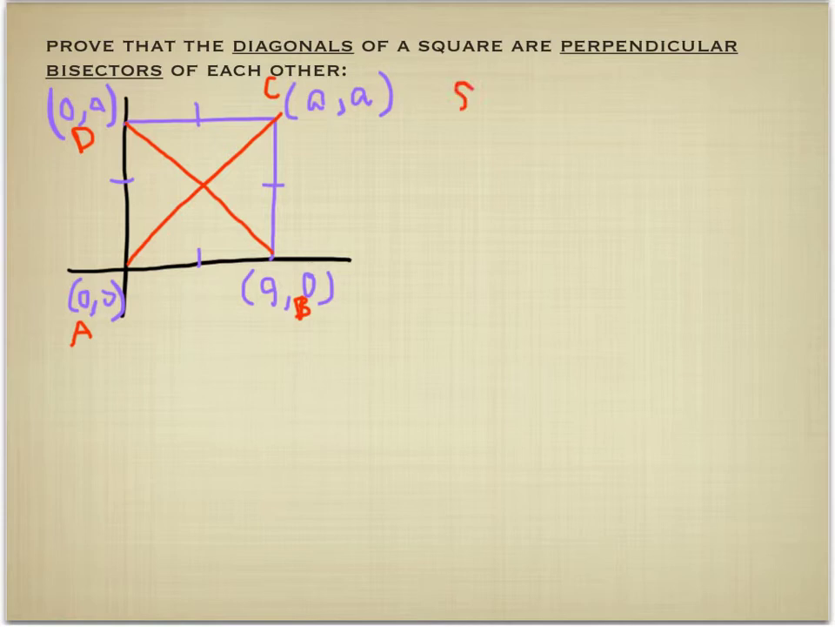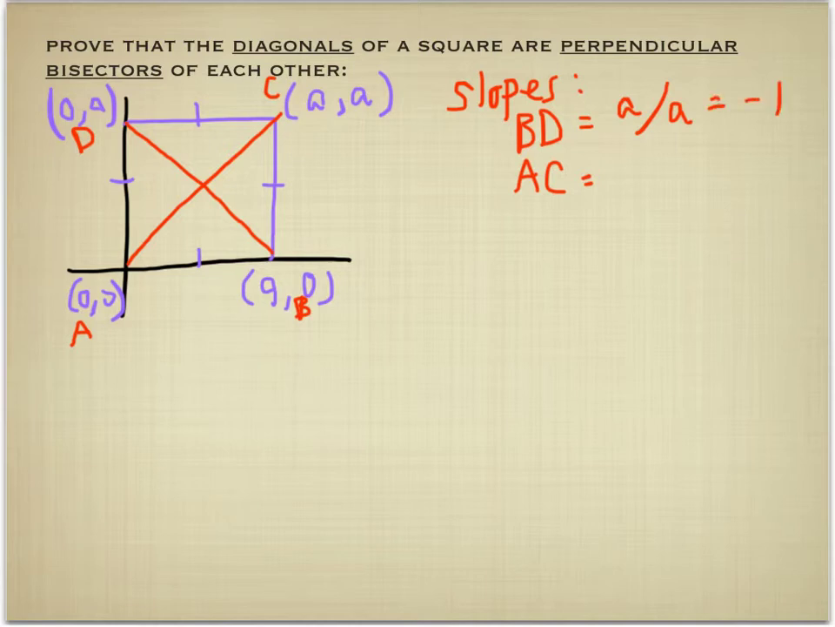So I'd like to look for my slopes first of all. So let's see if I can find my slope of BD, and then my other diagonal is AC. So let's look at that. Now this will be a little tricky because we just have coordinates instead of actual values. But it looks like for BD, my change in y will be a, right? And my change in x will also be a. So I have a over a. Now it is a negative sloping line, so it is going to be a slope of -1.